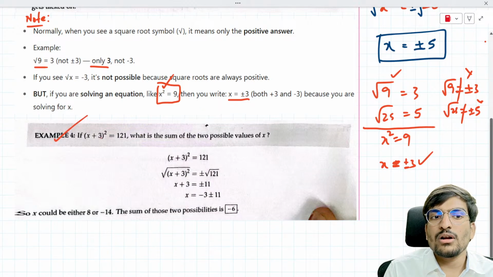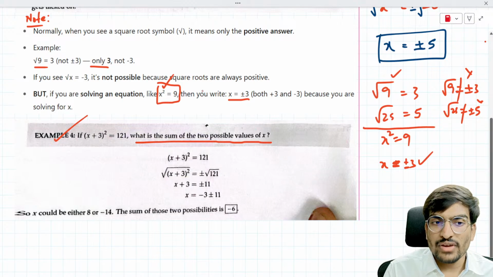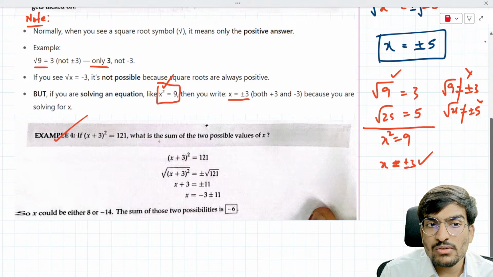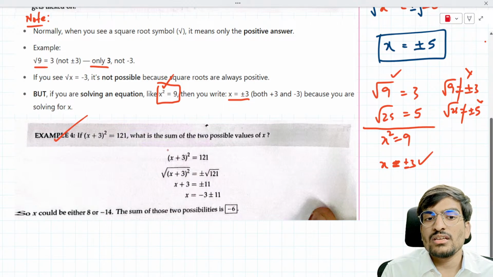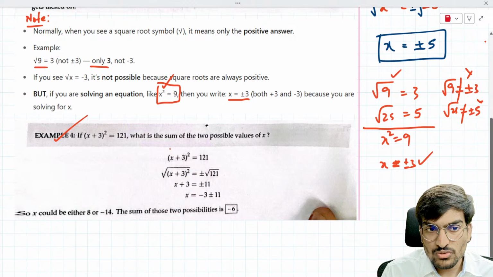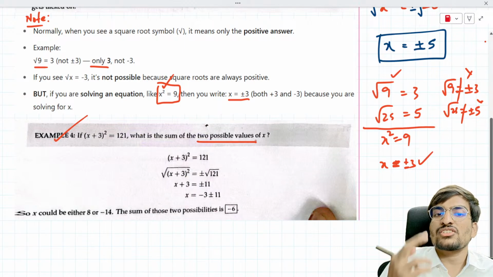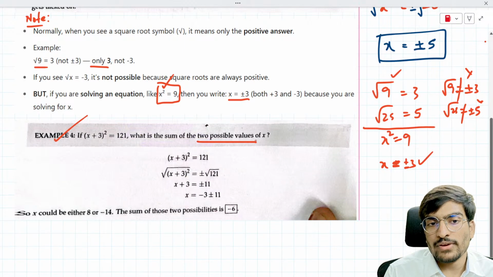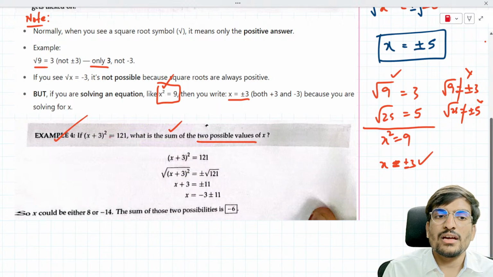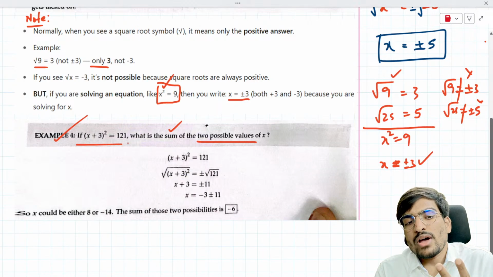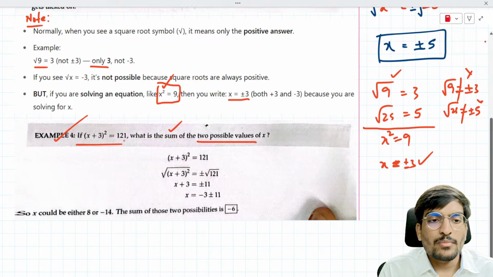Example 4. If x plus 3 whole square equals 121, what is the sum of the two possible values of x? What does that mean? If you solve this question, you are going to get two possible values of x. And what is the sum of that? How do you solve this? You have to get the two values of x, and then you have to sum them up. But how do you get that?